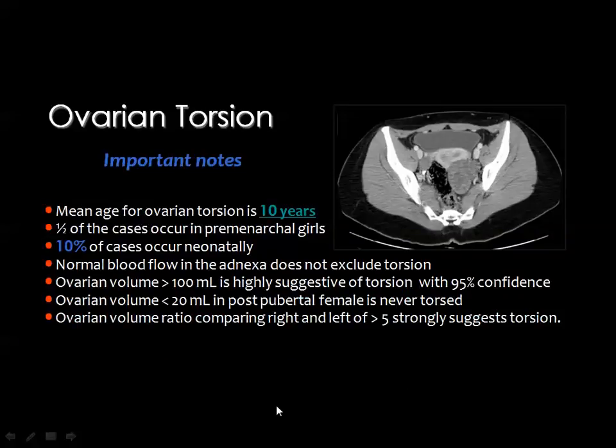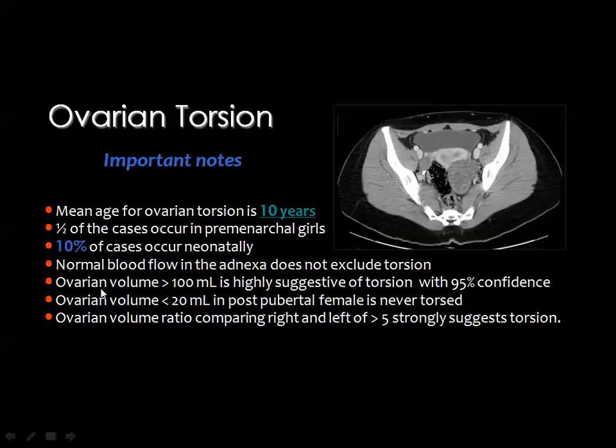Then these are some of the important notes for the diagnosis of ovarian torsion. The age for ovarian torsion is around 10 years, and half of the cases occur in the premenstrual period, and 20% of the cases may occur in the neonatal period. Then normal blood flow does not exclude torsion. And you know that torsion may not compromise the blood flow significantly enough for you to see it on imaging.